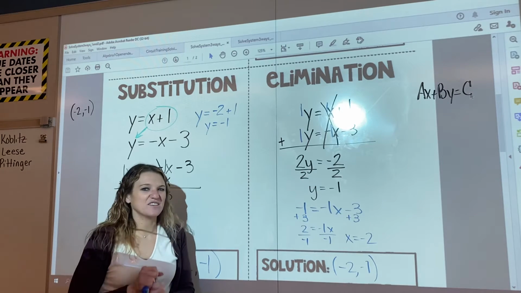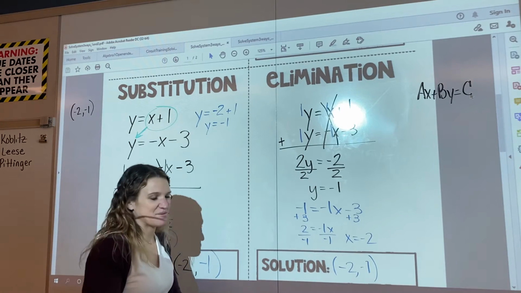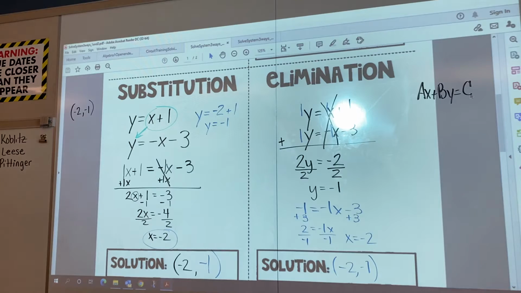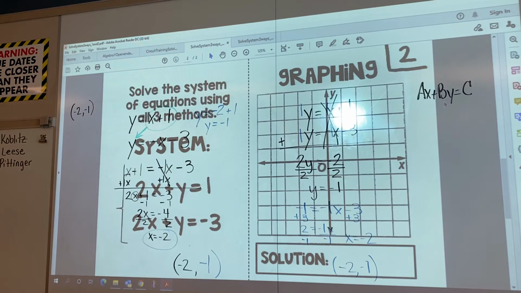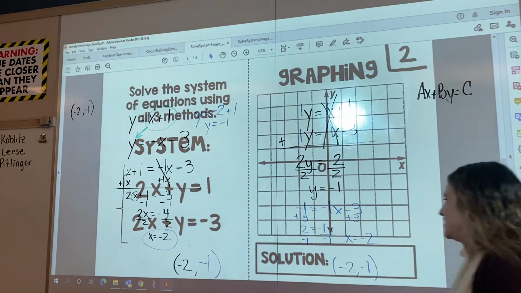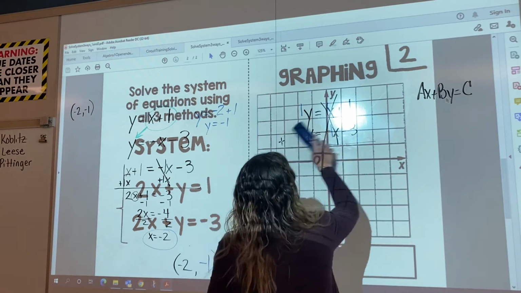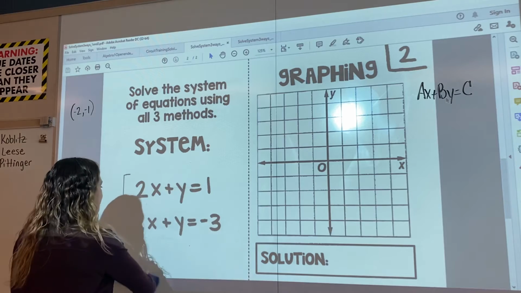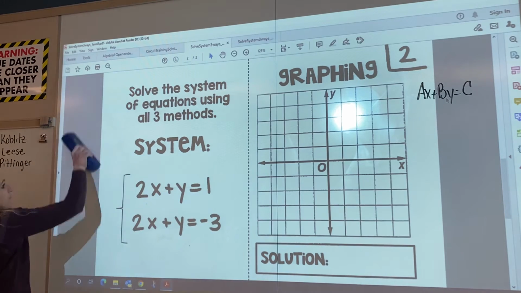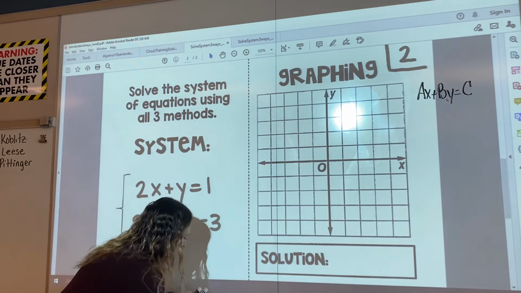All right, let's try this one more time using a different system. Here's our next system of equations. So like I said before, we're going to graph first.